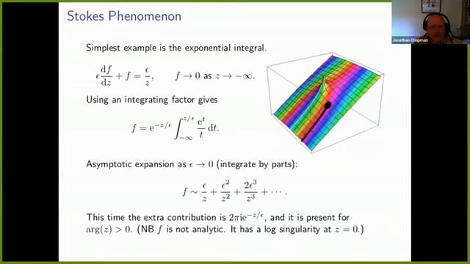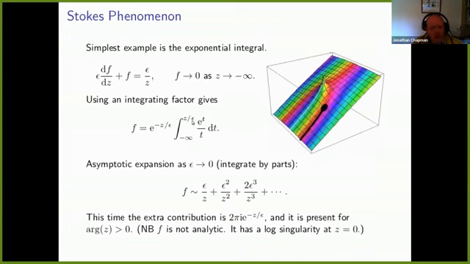And if I do the same thing and swing around in the complex plane, you can see that as the endpoint here crosses the positive real axis, the steepest descent contour crosses the pole here, which is represented by this spike here. And so you're going to get this extra contribution from this pole as you cross the positive real axis.